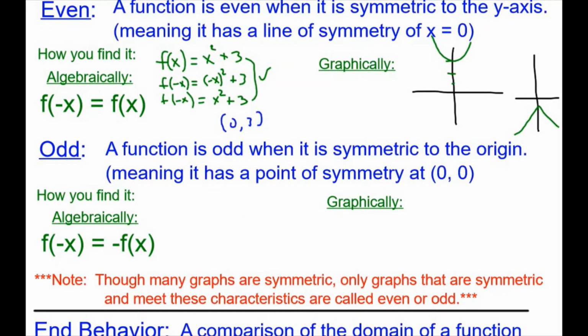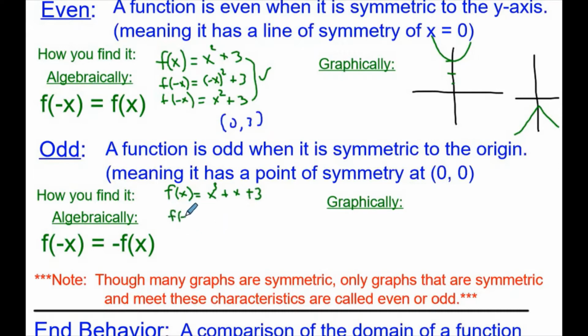For oddness, it's very similar to this, but it's a little bit more involved. If I put a negative x into something that's odd, the entire thing would have to obey this rule. Obviously it wouldn't work with an even exponent. Again, it's not the exponent, it's the algebra, and for us, really, it's about the graph. So if I had something like x cubed plus x plus 3, what's going to happen? I'll make it a little bit more obvious.